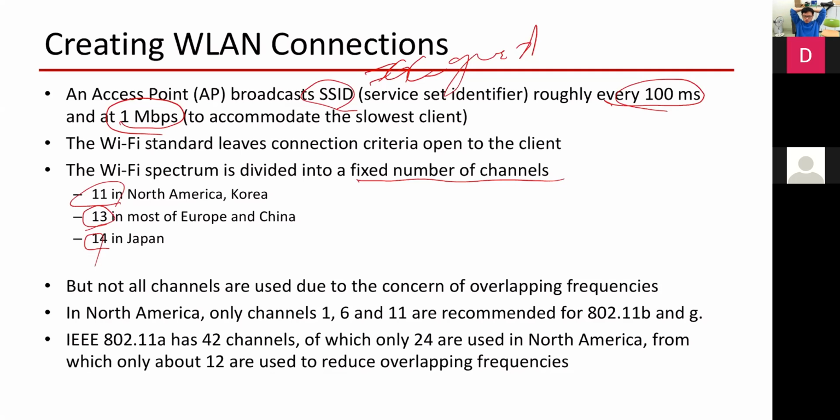Not all channels are isolated; they have overlapping frequencies. How do they solve it? OFDM, right? Orthogonality. Then in North America, only channels 1, 6, 11 are recommended for b/g. Why?